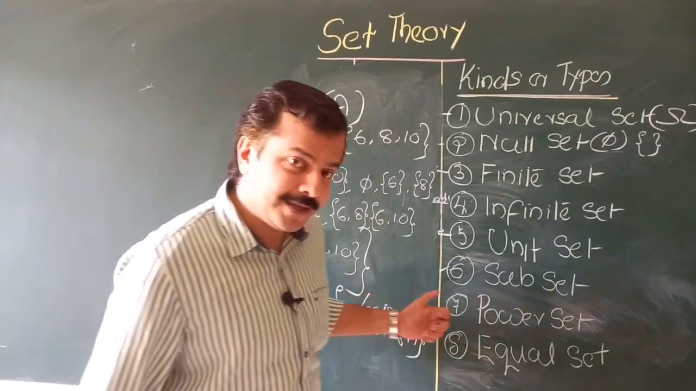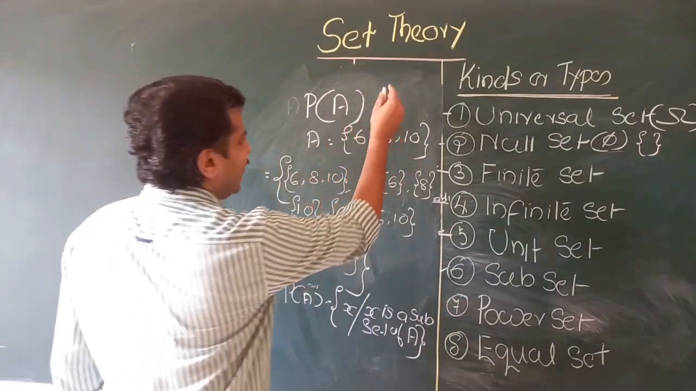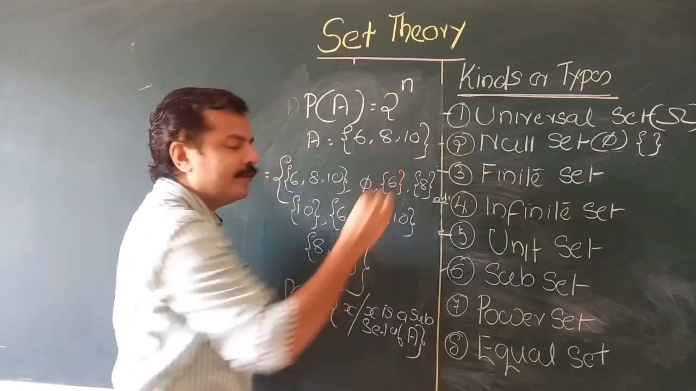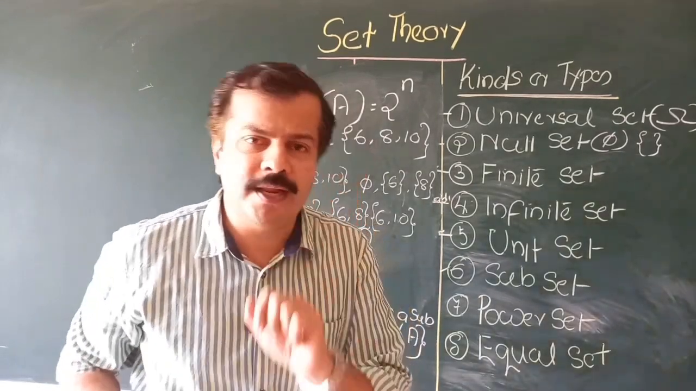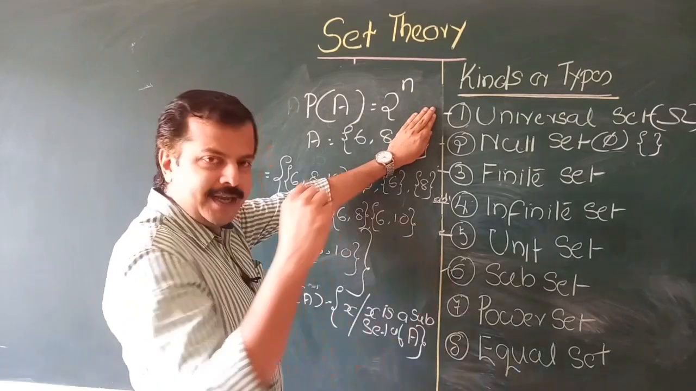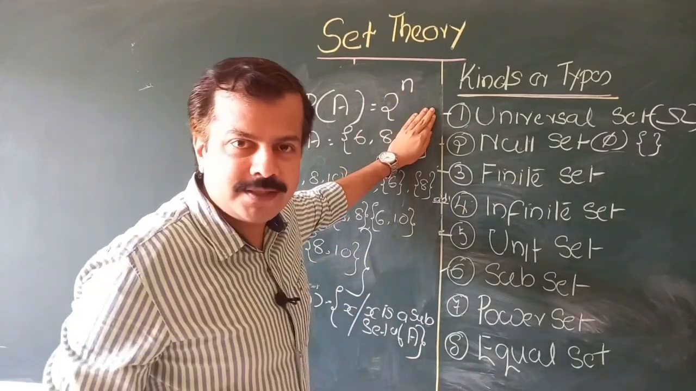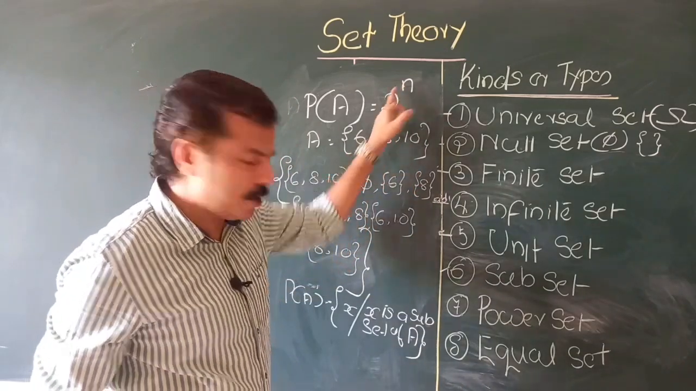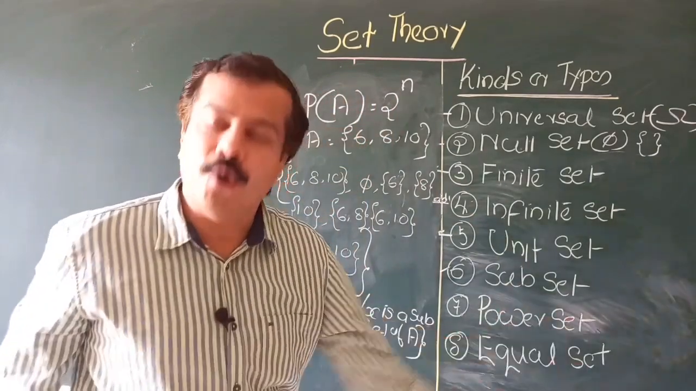Now how to calculate that? We have a formula, right? If a set has n elements, then the power set will have 2 raised to n subsets. For example, if I have only 2 elements in a set, say 6, 8, then how many subsets will I have? 2 raised to 2, which is 4. If I have 3 elements, 2 raised to 3 is 8. I have 8 subsets here. Then 2 raised to 4 is 16 and so on.